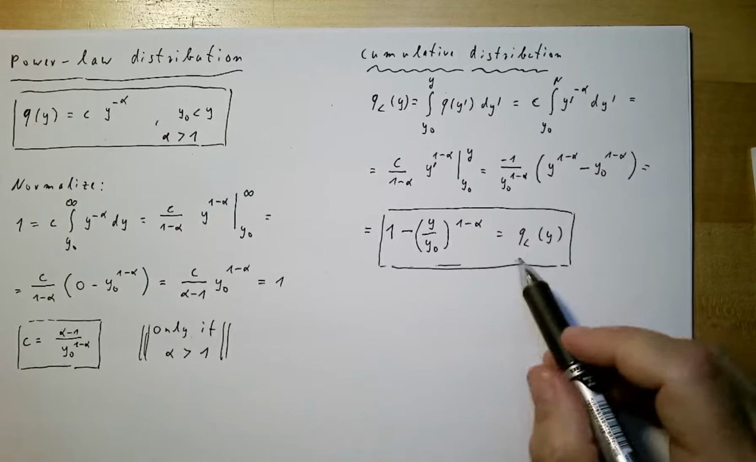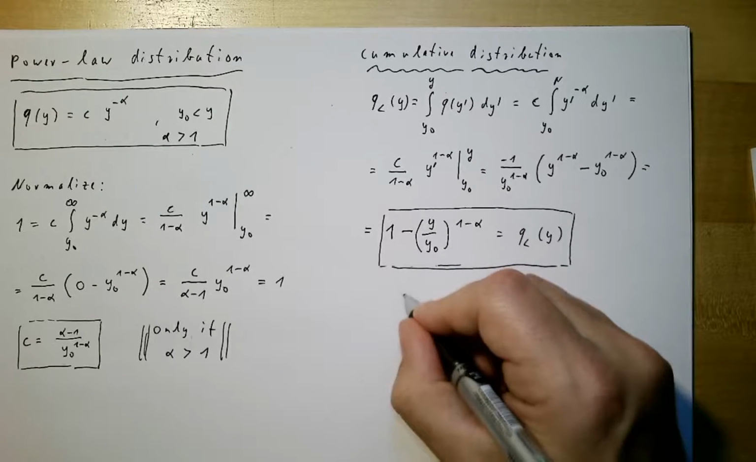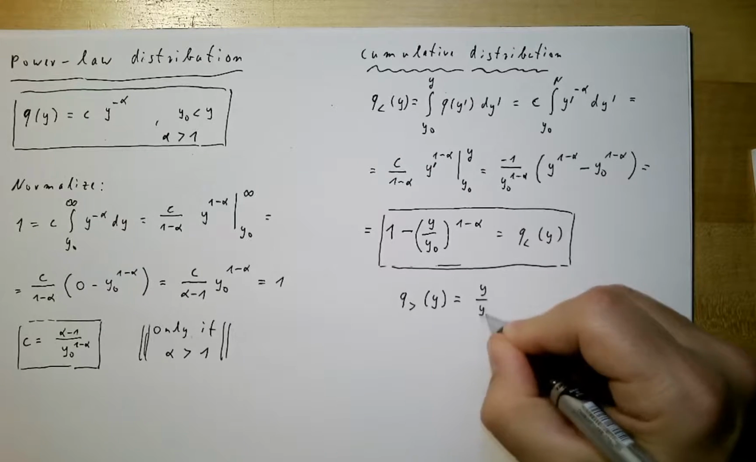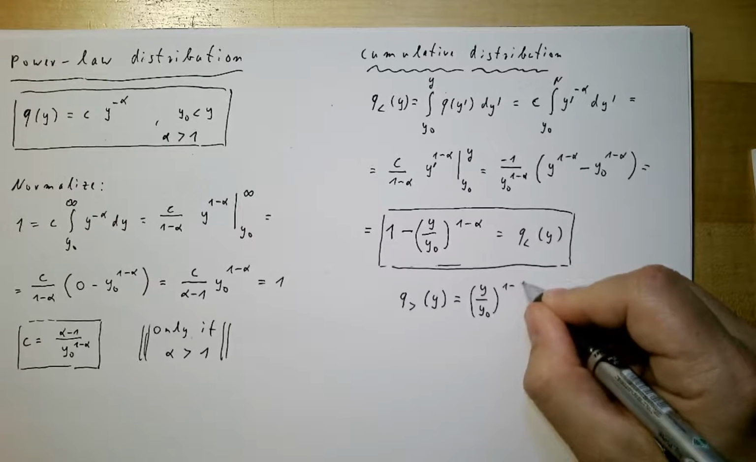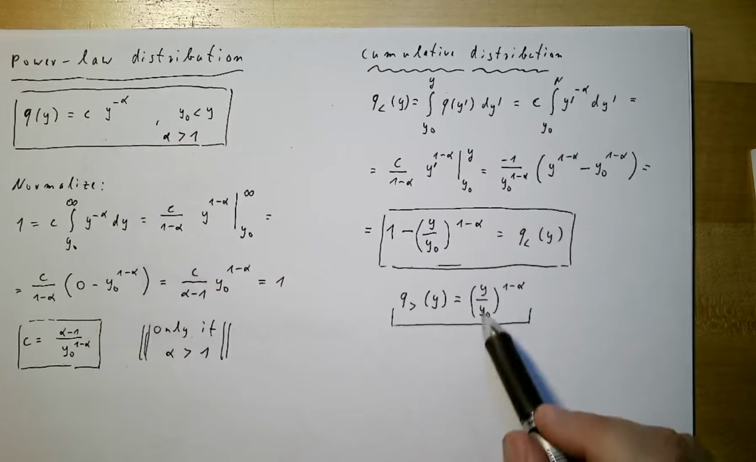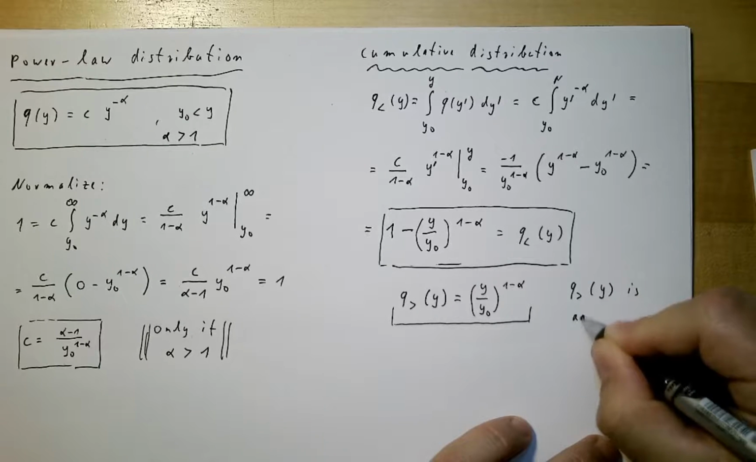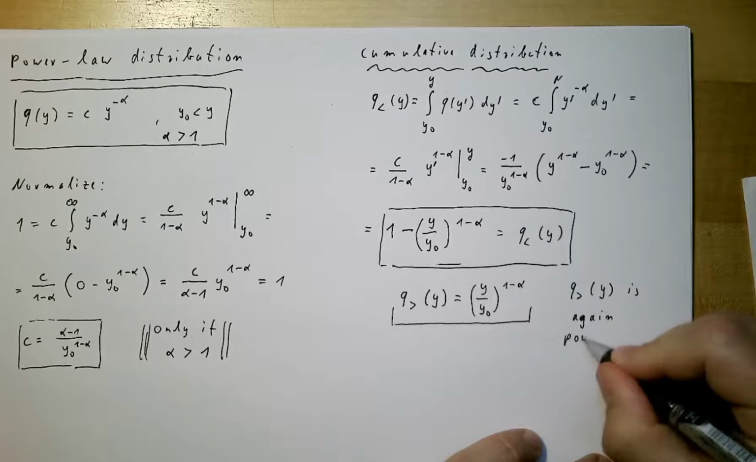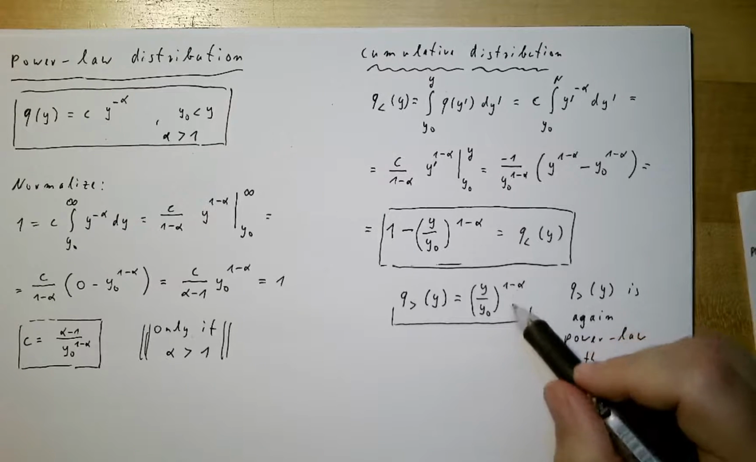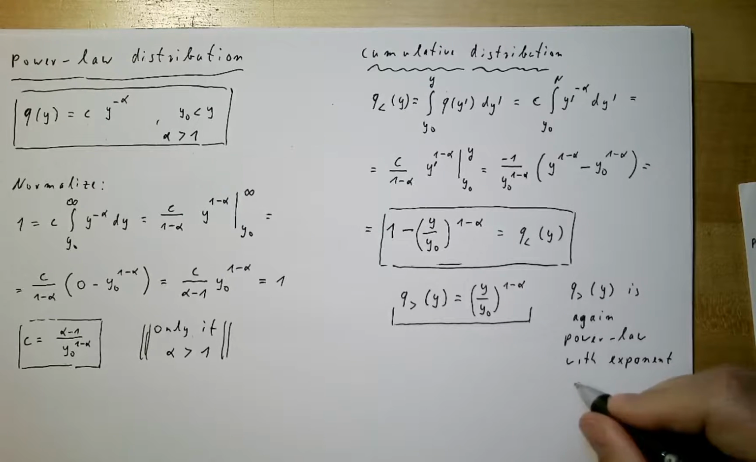And then we see 1 minus something of the cumulative, this q smaller equals the q larger. So we see that the other cumulative distribution, this q larger of x, then is just y over y0 to 1 minus alpha. So it's an interesting side result that this cumulative distribution of a power law is again a power law, here with a different exponent, compared with the exponent minus alpha.